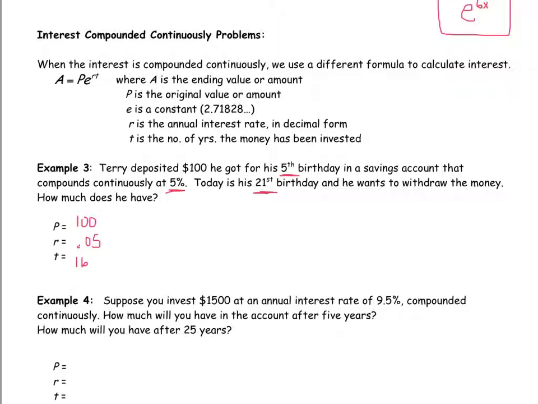Let's use our formula. We have A equals P times e to the RT. P is 100, and then we've got e to the r, which is 0.05, times t, which is 16. Type that in on your calculator. After plugging it into the calculator, I got $222.55.